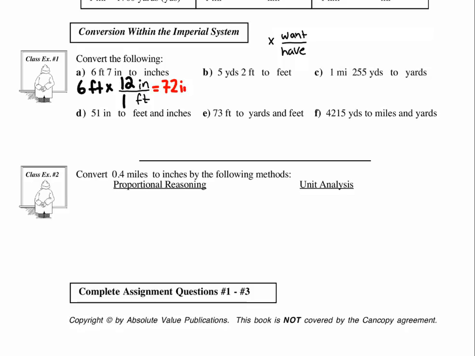72 inches. Now, is that the total inches of this individual who's 6'7"? Could you imagine? 6'7"? No. So what would I have to do now to get the total inches? Add 7. So it'd be 72 plus 7 or 79 inches.